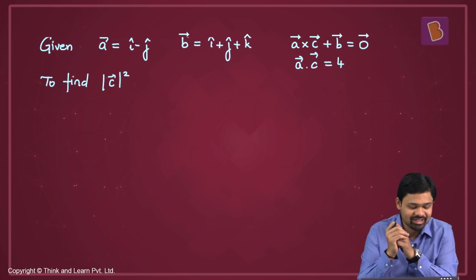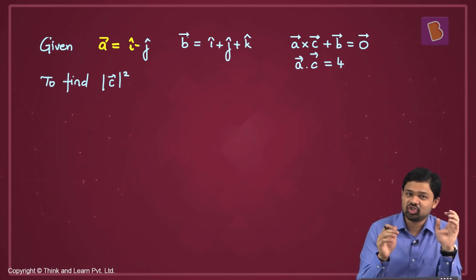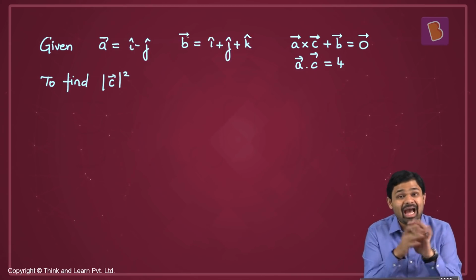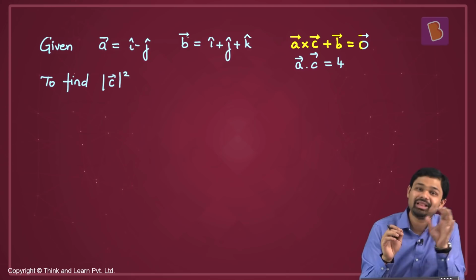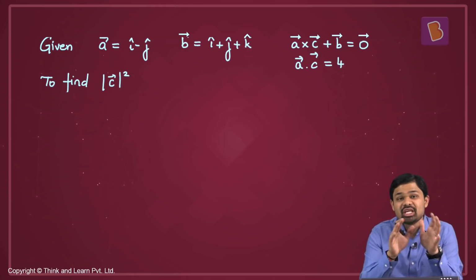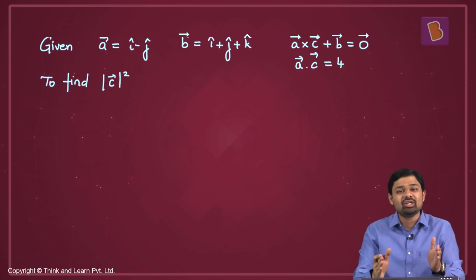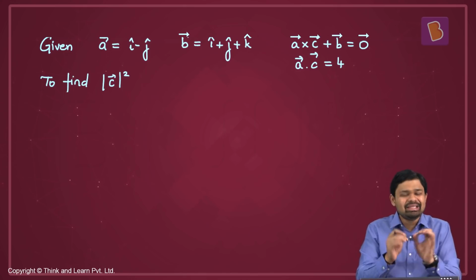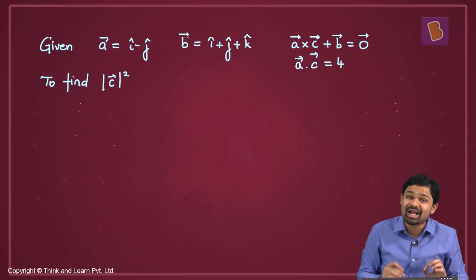So this question from vectors, we have been given a vector A, which is i minus j, and then we've been given a vector B, which is i plus j plus k. And then we've been given a few relations. We've been told that A cross C plus the vector B is 0 and A dot C is 4. Using all this, the objective of the question is to find out what is the magnitude of vector C, the whole square. This question also is a little tricky because you need to know what are the steps that you have to follow in this question to arrive at the answer.